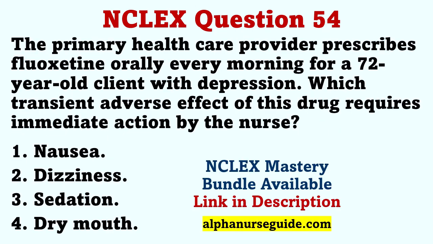The primary health care provider prescribes fluoxetine orally every morning for a 72-year-old client with depression. Which transient adverse effect of this drug requires immediate action by the nurse? 1. Nausea. 2. Dizziness. 3. Sedation. 4. Dry mouth. The correct answer is 2. Dizziness. Rationale. The presence of dizziness could indicate orthostatic hypotension, which may cause injury to the client from falling. Nausea, sedation, and dry mouth do not require immediate intervention by the nurse.